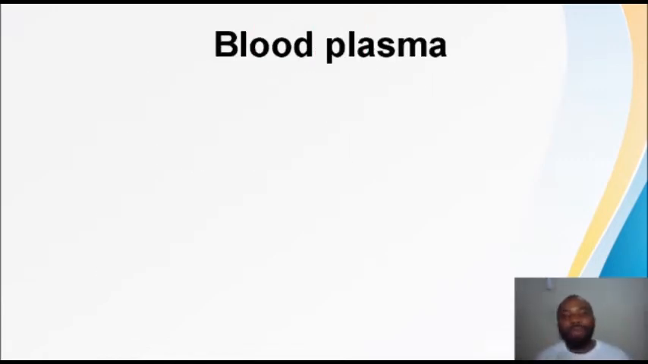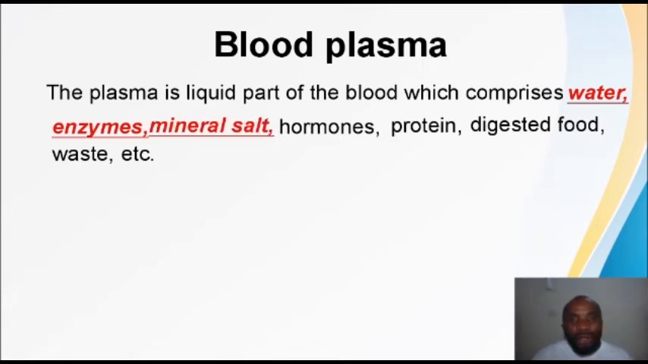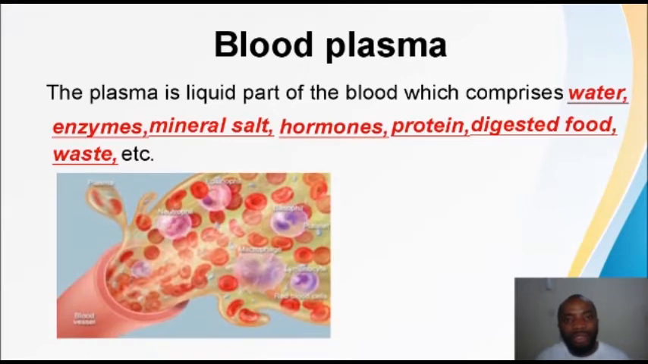Okay, now let's look at the blood plasma. The blood plasma is the liquid part of blood, which comprises water, enzymes, mineral salts, hormones, proteins, digested food, waste materials, and many other things. The blood cells float in the blood plasma.